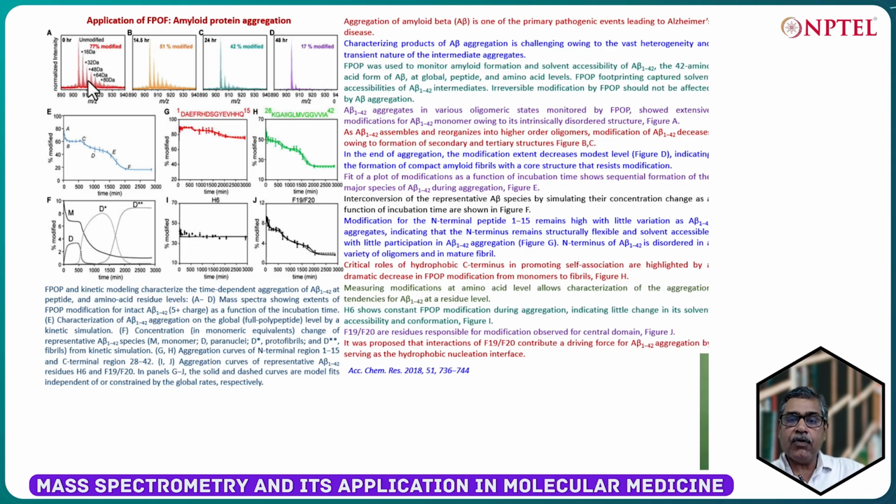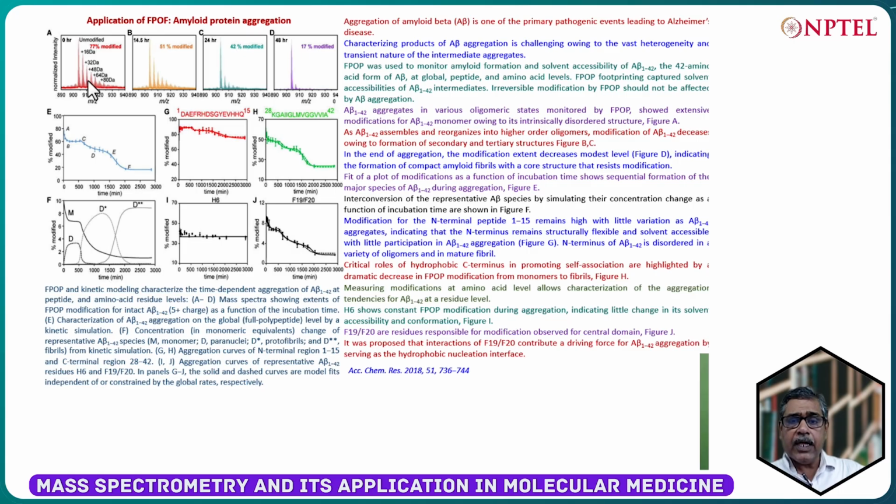Now, amyloid beta 42 assembles and reorganizes into higher order oligomers, and modification of A beta 42 decreases owing to the formation of secondary and tertiary structure, as we see in figures B and C. So, the moment aggregation is happening, it is an ongoing process, the structural flexibility of the amyloid beta polypeptide chain decreases, and that is reflected in the disappearance of probable charge states or multiple charge states as we go along with time. That is seen in figures B and C.